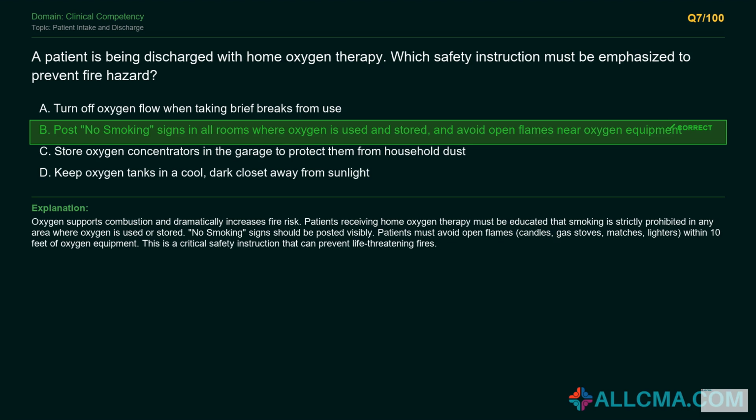Oxygen supports combustion and dramatically increases fire risk. Patients receiving home oxygen therapy must be educated that smoking is strictly prohibited in any area where oxygen is used or stored. No smoking signs should be posted visibly. Patients must avoid open flames, candles, gas stoves, matches, lighters within 10 feet of oxygen equipment. This is a critical safety instruction that can prevent life-threatening fires.